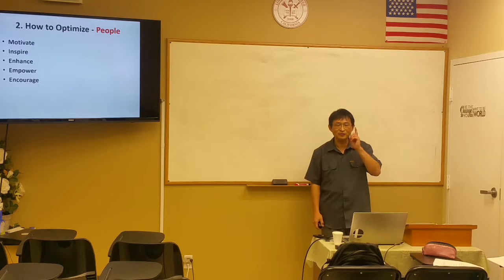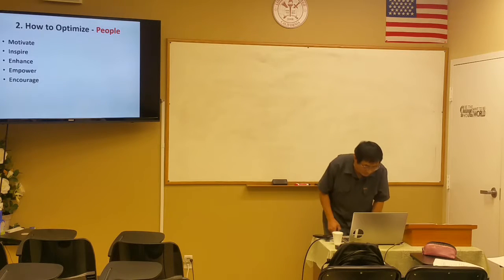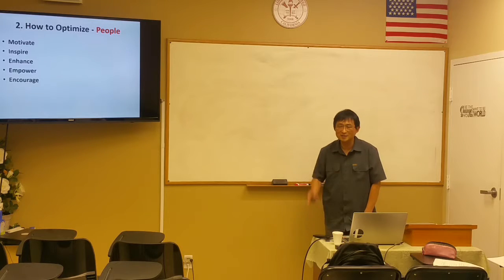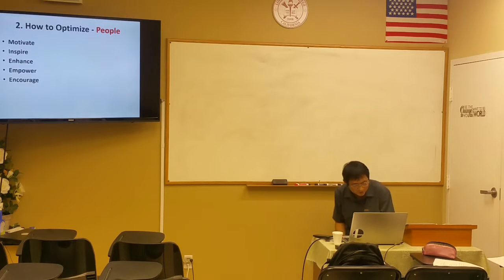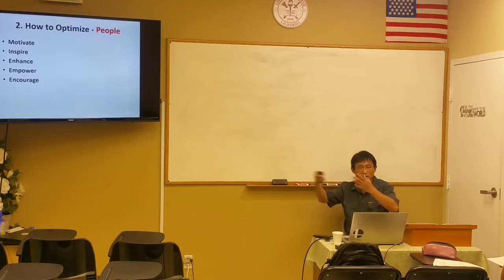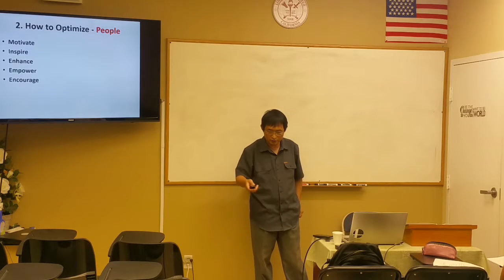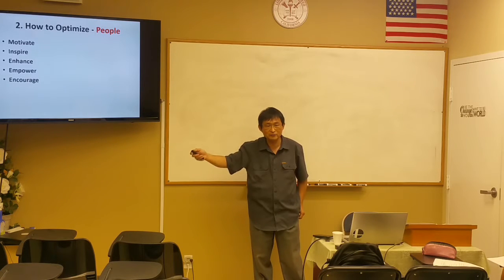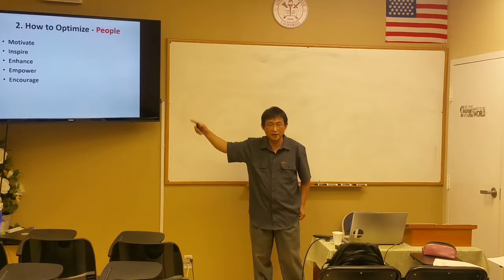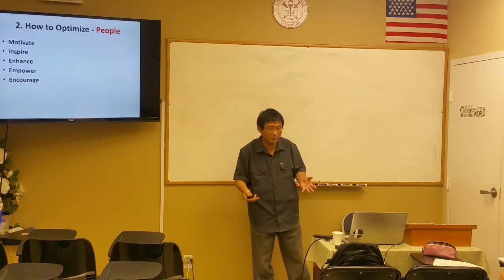So it is critical for a leader to optimize the given resources, share them, and make it fair. So how do we do that? First thing is people. You need to motivate them, inspire them, enhance them, empower them, and encourage them. By doing all these things, we can optimize people, utilize people, and use their potentials. So think of your family, your church, your business. If we do that for every person, and they are inspired and encouraged, they will produce, and we can maximize and optimize.